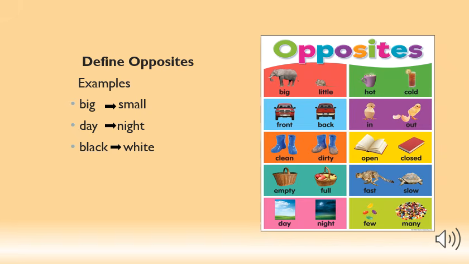And here is the exercise about opposites. In order to do this exercise, we need to understand what opposites are. They are also called antonyms. These are the words or concepts that hold opposite meanings. For example, if a thing is big, its opposite will be a small thing. Similarly, the opposite of day is night. And the white has opposite black.